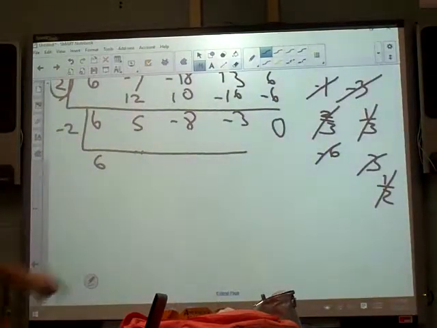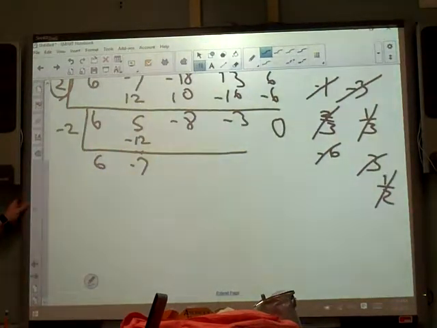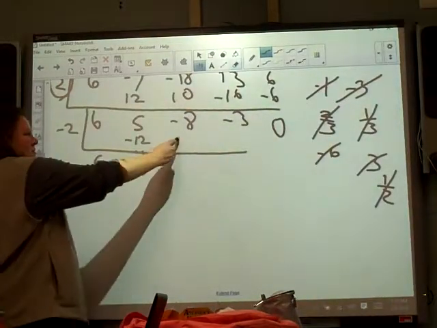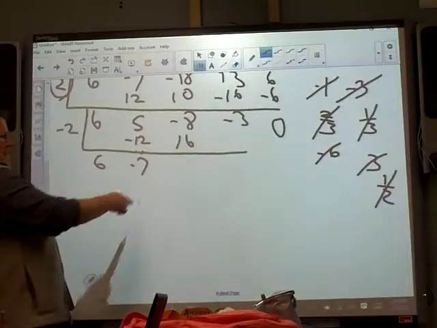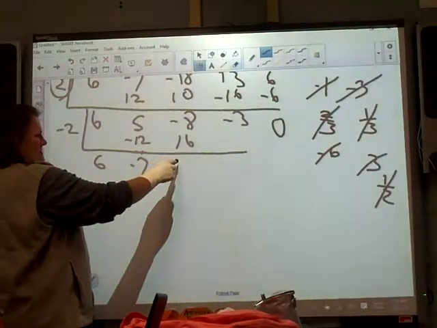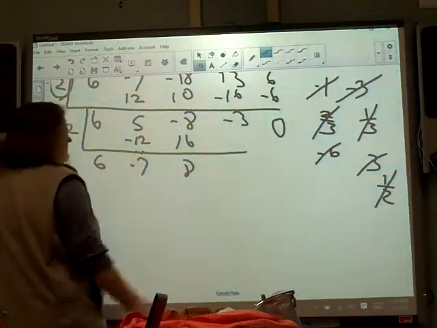6 times negative 2 is negative 12. I add and get negative 7. I'm liking this one. Negative 7 times negative 2 is 14. Uh-oh. No, I'm not. I add and get 12. No, 8. 8 times negative 2 is negative 16.